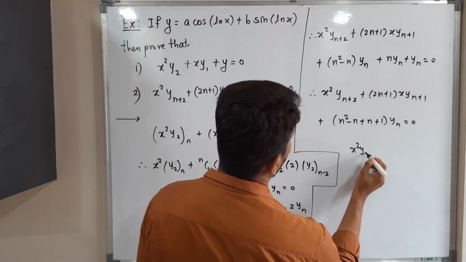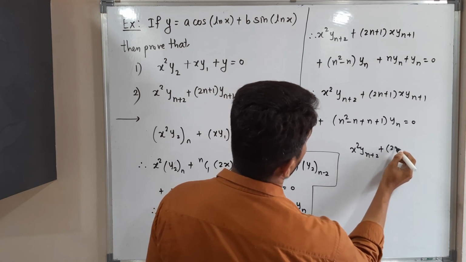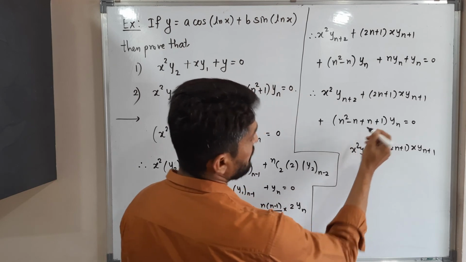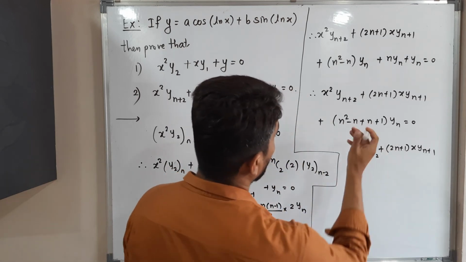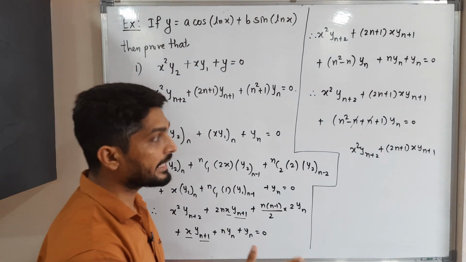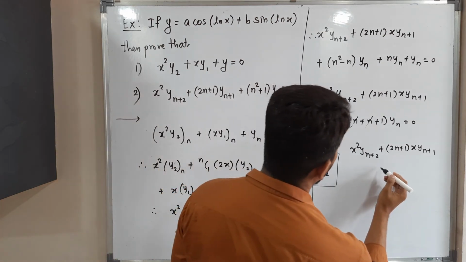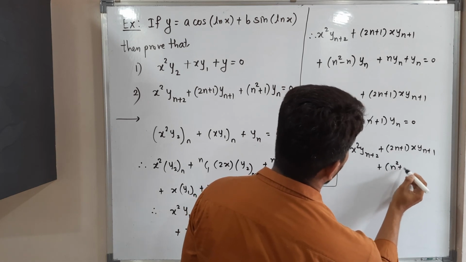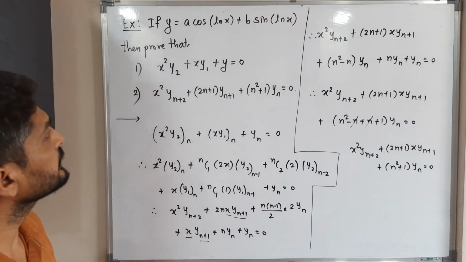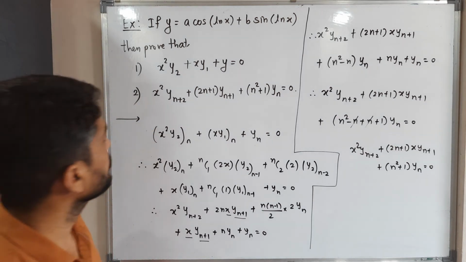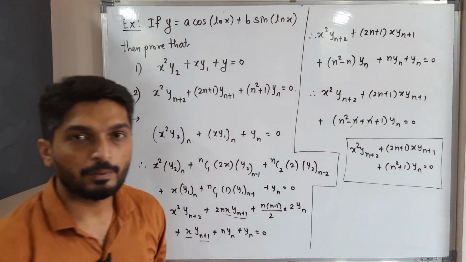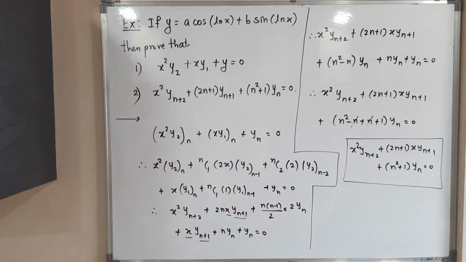So x square yn plus 2 plus 2n plus 1 x yn plus 1. See, n and minus n will get cancelled to each other, right? We really feel happy if some terms get cancelled. Getting that means it indicates that we are on the right track. Okay, so n square plus 1 yn. So tell me, is it same as the given equation? Yes, same, right? It is same as the given equation. So therefore, this is the required answer. Yes, in this way we proved this part. Make a screenshot of it, then we will stop. Thank you. Bye bye.